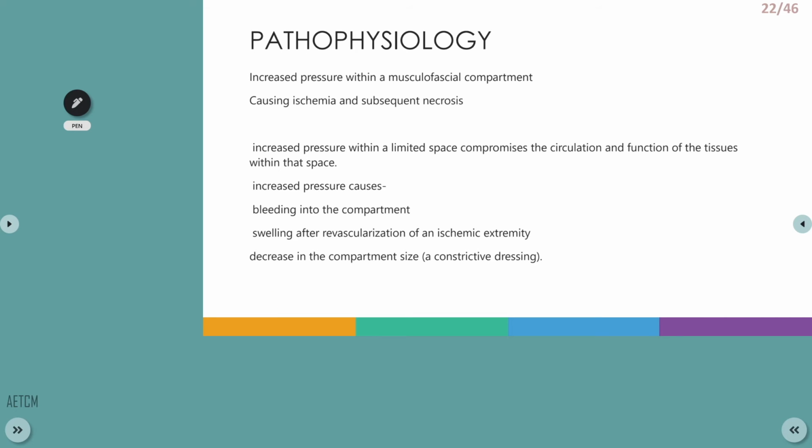So, compartment syndrome is not a complication of burns only. It can be a complication of trauma or a non-traumatic reason. It is an increased pressure within a musculofascial compartment, and that will cause ischemia and necrosis to the nerves, muscles, or whatever is in that compartment. A compartment inside a limb is a limited space. So if the pressure increases in that compartment, it will cause bleeding inside the compartment because of the pressure over the blood vessels, or there can be swelling secondary to revascularization. And this can also happen if the patient has a very constrictive dressing from outside.